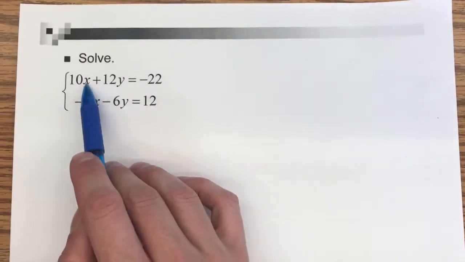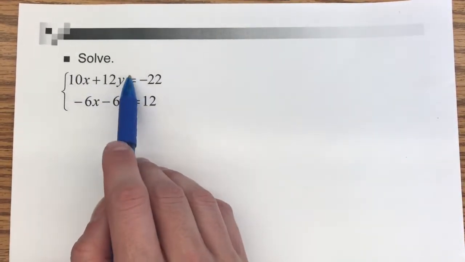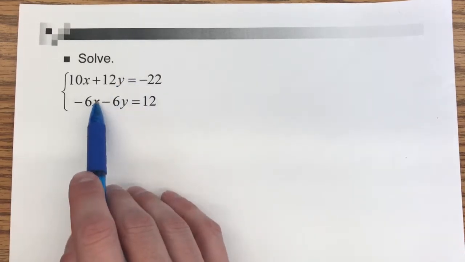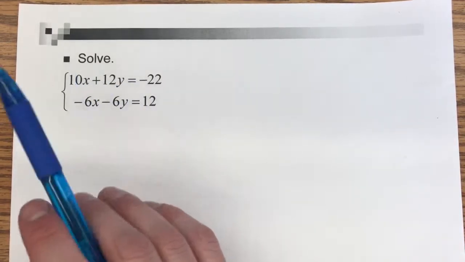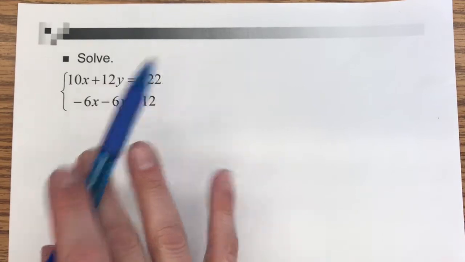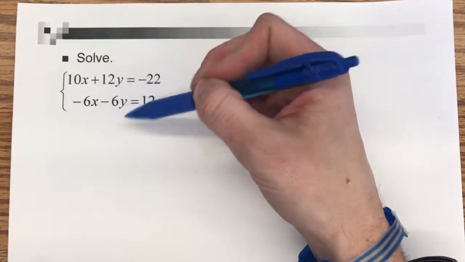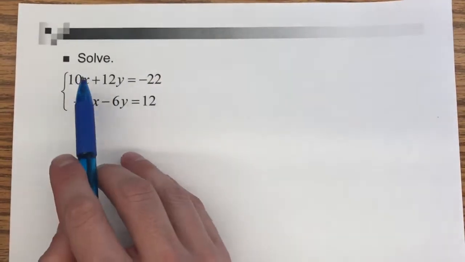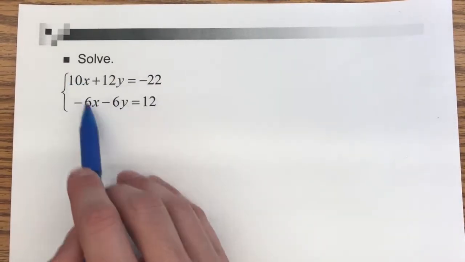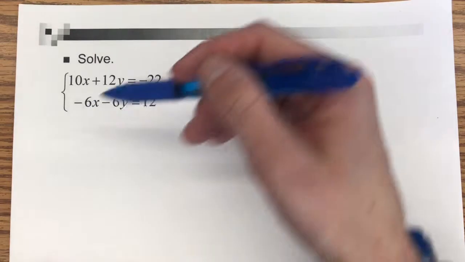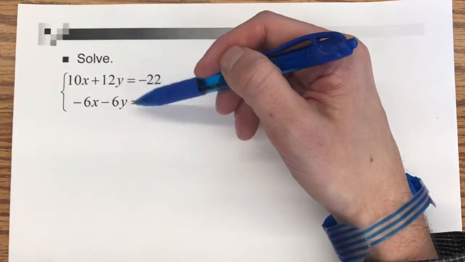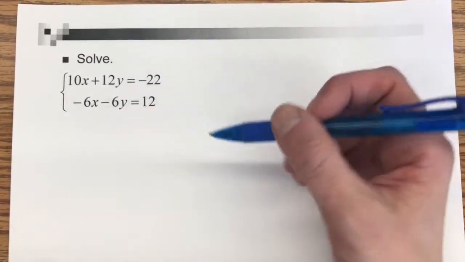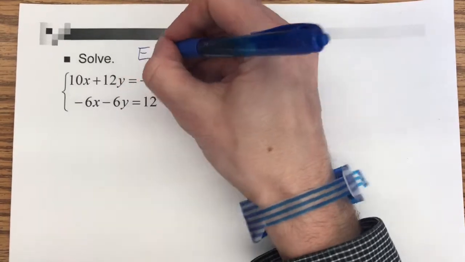Looking at these, x isn't all by itself up here, y isn't all by itself down here, so substitution doesn't seem to be the way to go. Since y isn't even close to being by itself, I wouldn't want to graph either. Since I have my x's already lined up, my y's, my equal signs, and my constants already lined up, I'm going to do elimination.